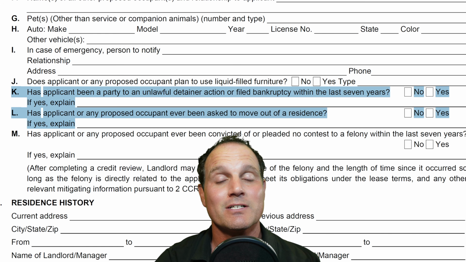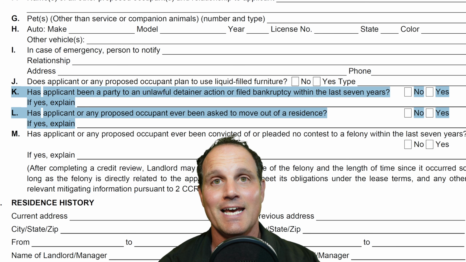We promised to share something we heard today while in court that was unbelievable to us, and this came directly from the judge. I was there as a witness for an eviction trial, and the judge referenced this, that K&L could be marked no by a tenant potentially, even though they had been evicted in the past. The reason being, the case was sealed.